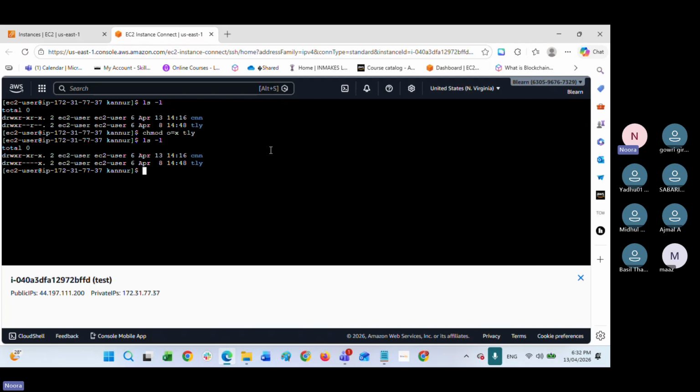Okay, but the shortest way to do that is G equal to X, correct? That's what Gauri said. But let's say you don't know about equal. How will you accomplish that if you don't know equal? So they are saying that for TLY, CH mod, for group, only you need X. How do you do that?